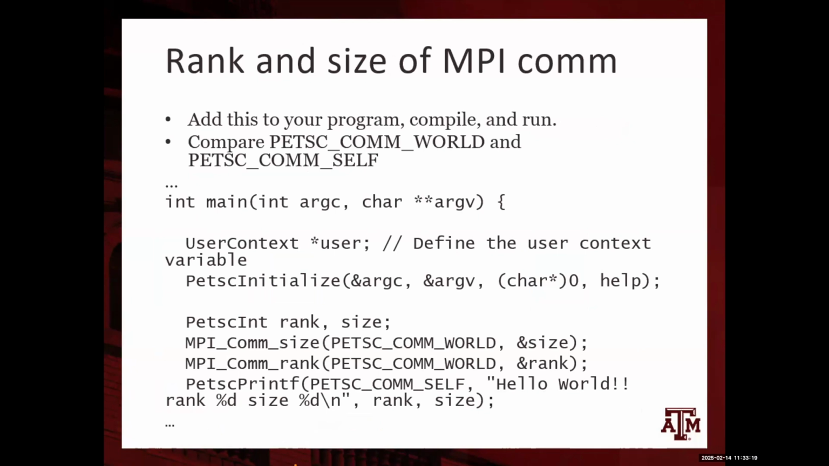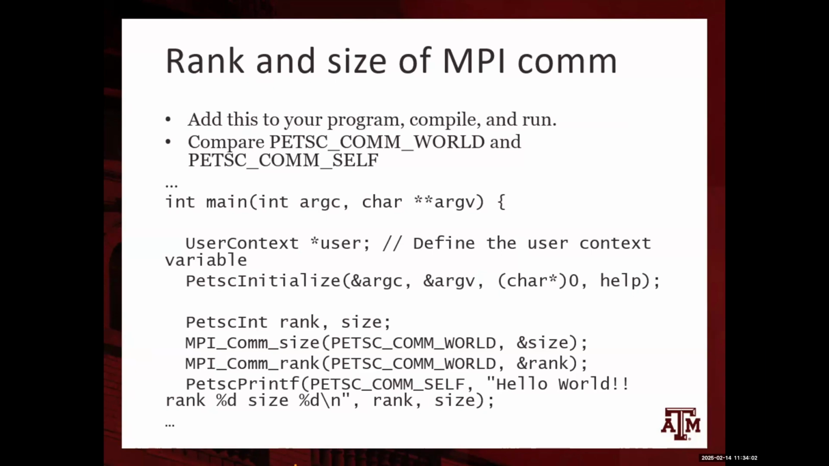We talked about rank and size. So let's use some MPI subroutines so you can see it. After the PETSc initialize, define two variables which are integers, PetscInt, rank and size. So copy and paste this after PETSc initialize in your code. MPI_Comm_size and MPI_Comm_rank give you the size, the number of processors that your grid is distributed on, and also the rank that you're working on, which processor you are.